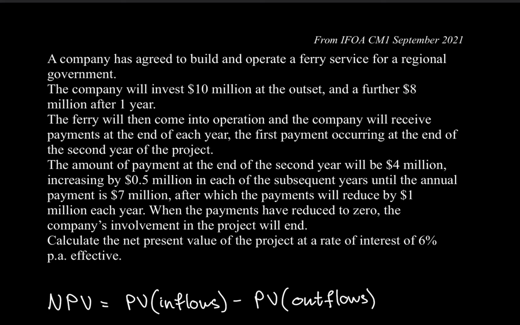The amount of payment at the end of the second year will be $4 million, increasing by $0.5 million in each of the subsequent years until the annual payment is $7 million, after which the payments will reduce by $1 million each year. When the payments have reduced to 0, the company's involvement in the project will end. Calculate the net present value of the project at a rate of interest of 6% per annum effective.